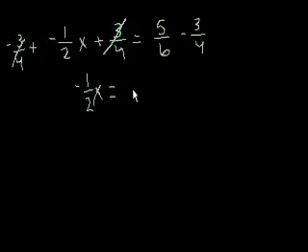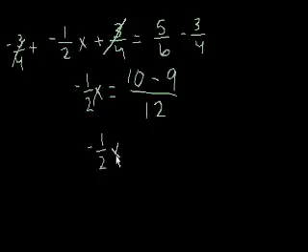and then on the right-hand side, we have to do this fraction addition or fraction subtraction. So the least common multiple of 6 and 4 is 12. So that becomes 5 over 6 is 10 over 12 minus 3 over 4 is 9 over 12. So we get minus 1/2 x is equal to 1/12. Hopefully I didn't make a mistake over here. And if that step confused you, I went a little fast, you might just want to review the adding and subtraction of fractions. So going back to where we were.